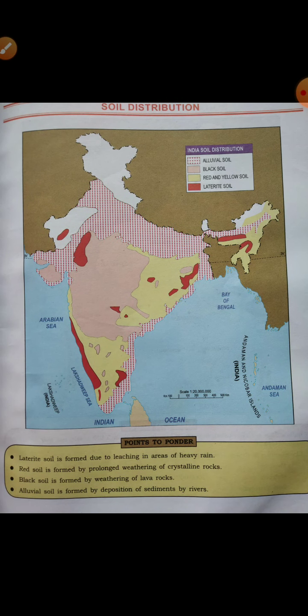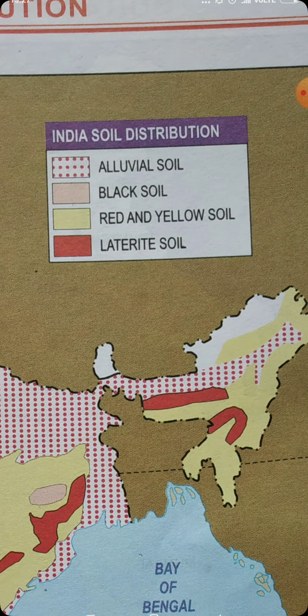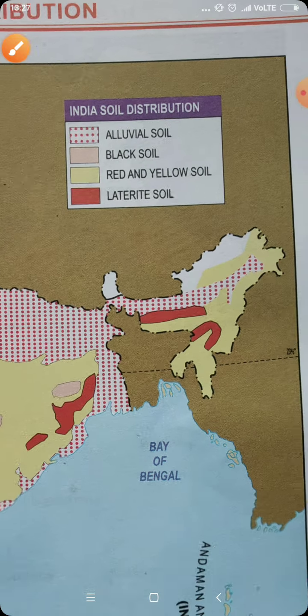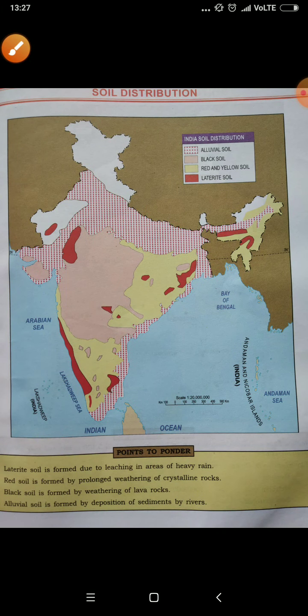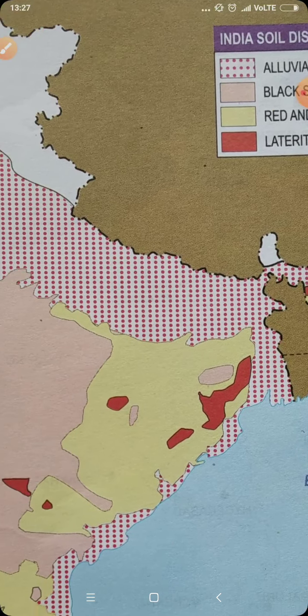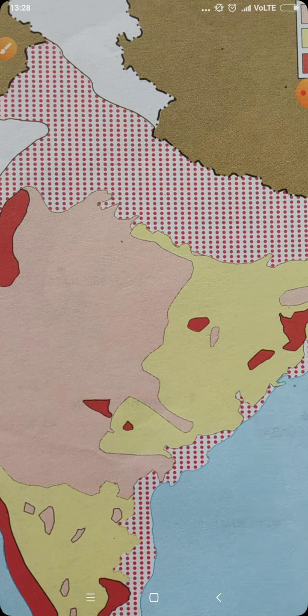Next question which is asked is on soil distribution. You can see different colors are shown in this map, and how different soils are shown by different shadings. Similarly, you can also shade and show. In this map, you see laterite soil is formed due to leaching in the areas of heavy rain. Alluvial soil: all the Indo-Gangetic plains have alluvial soil. Black soil is found in Maharashtra, some portion of Gujarat, then Madhya Pradesh. All this is black soil.